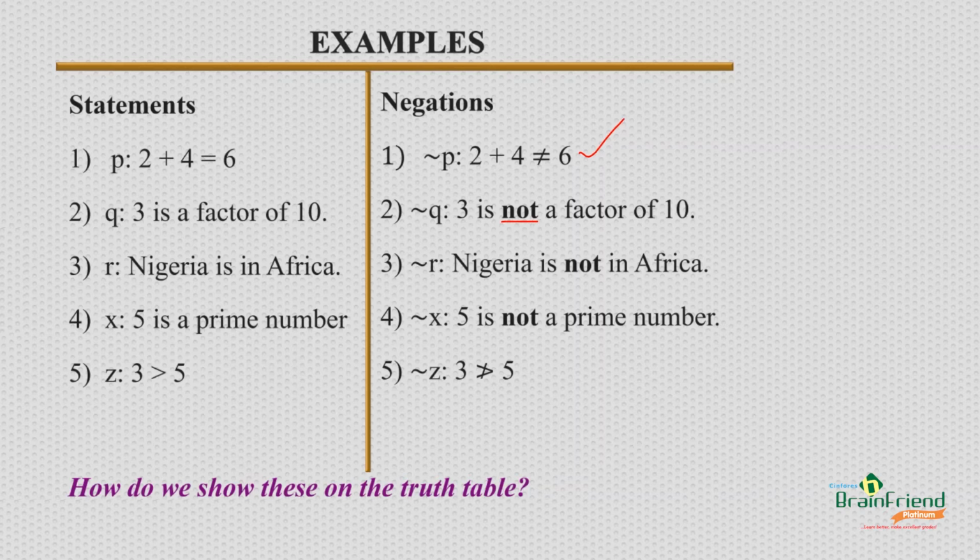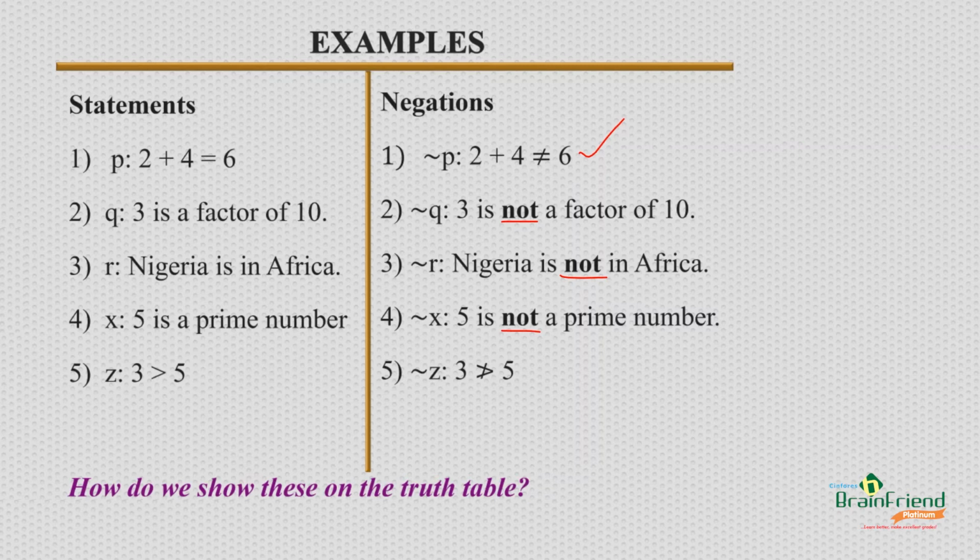The third statement is Nigeria is in Africa. We represent this statement with R. The negation for this statement will be not R, which means Nigeria is not in Africa. The fourth statement is 5 is a prime number. Let's represent this statement with X. The negation will be tilde X or not X, and it will mean 5 is not a prime number.